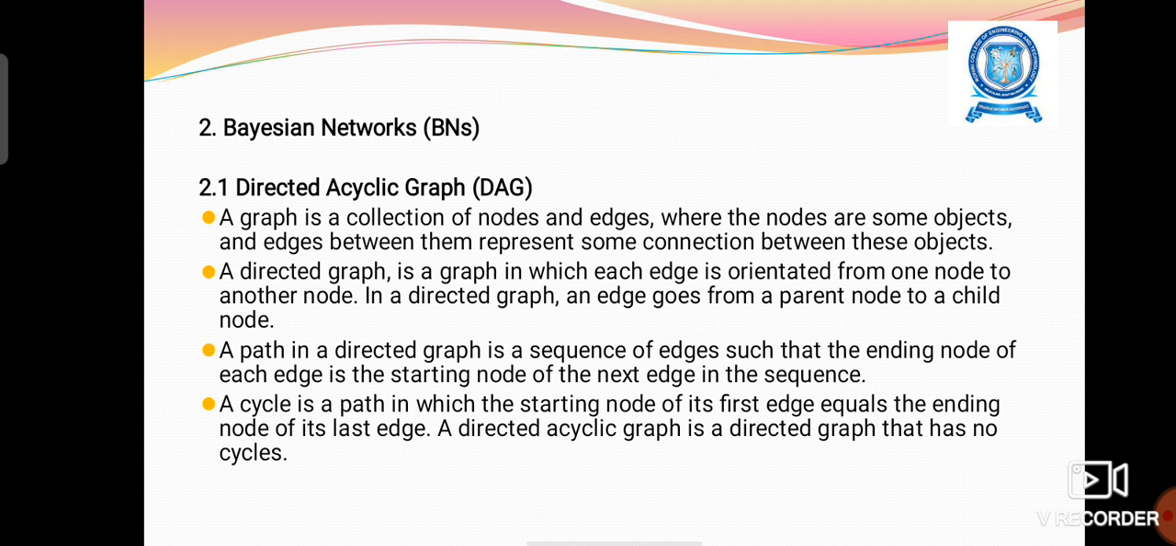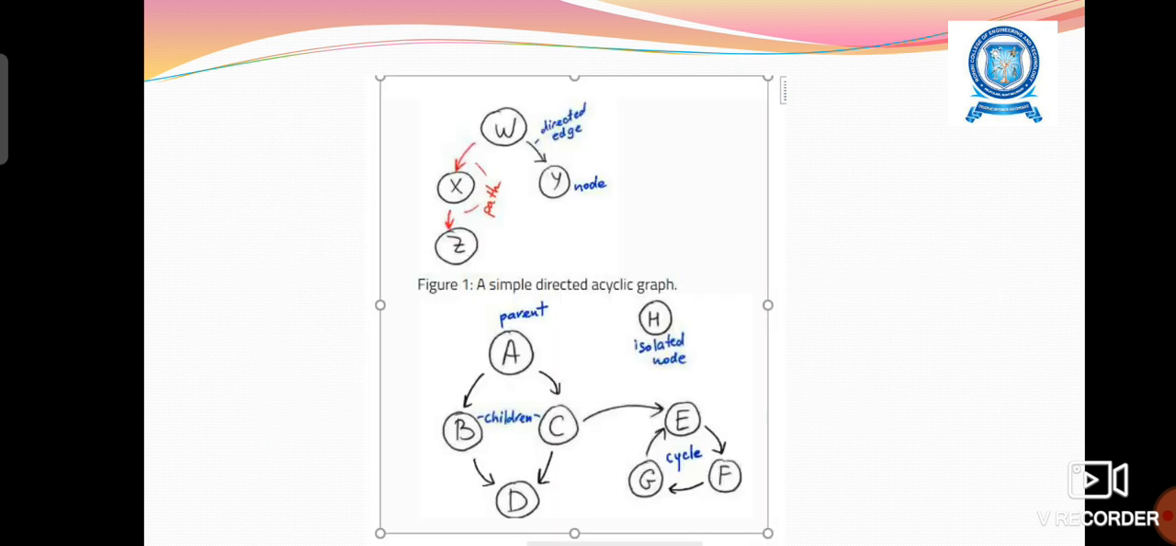A path in the directed graph is a sequence of edges such that the ending node of each edge is the starting node of the next edge. And this is an example of a simple directed acyclic graph. In this graph we can see A having the children B and C. And there are E, G, F, between which there is a cycle. Another node is an isolated node.